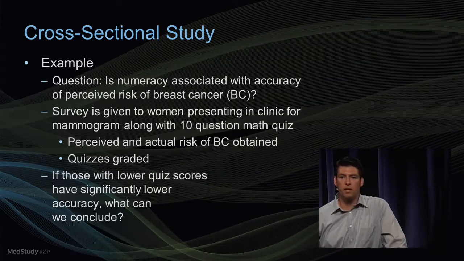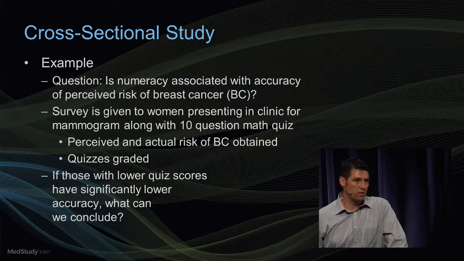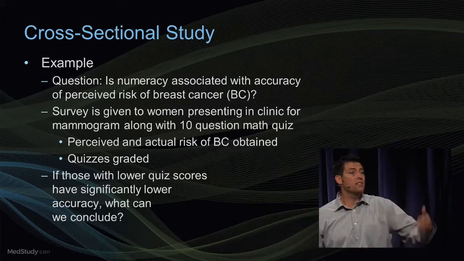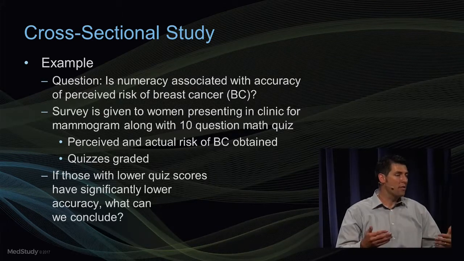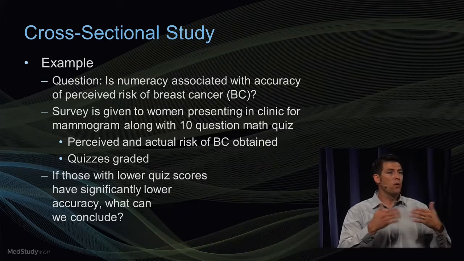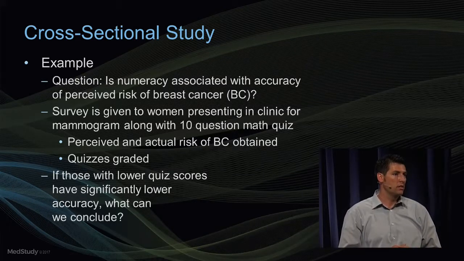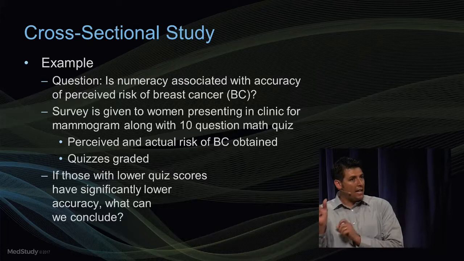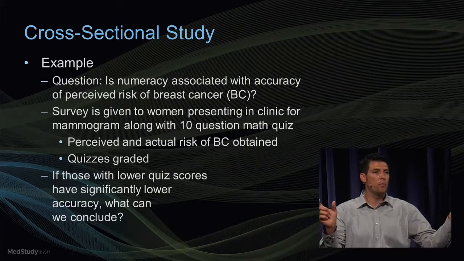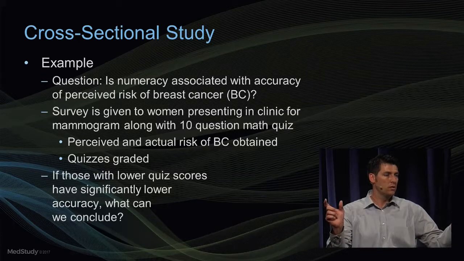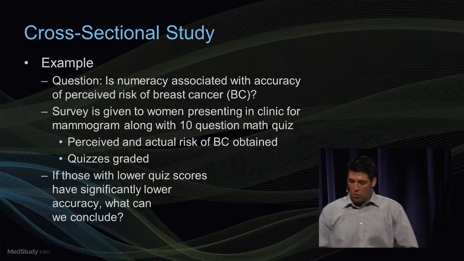So you ask somebody, what's your risk of breast cancer? And you may get a whole bunch of different responses. And then you may ask them to do a little bit of math and figure out what their level of numeracy is. And is their accuracy in that perceived risk of breast cancer related to their ability to comprehend numbers? So that might be a question of interest.